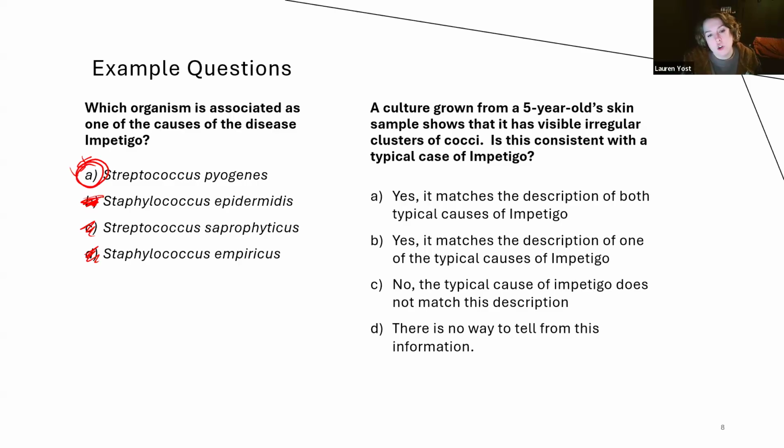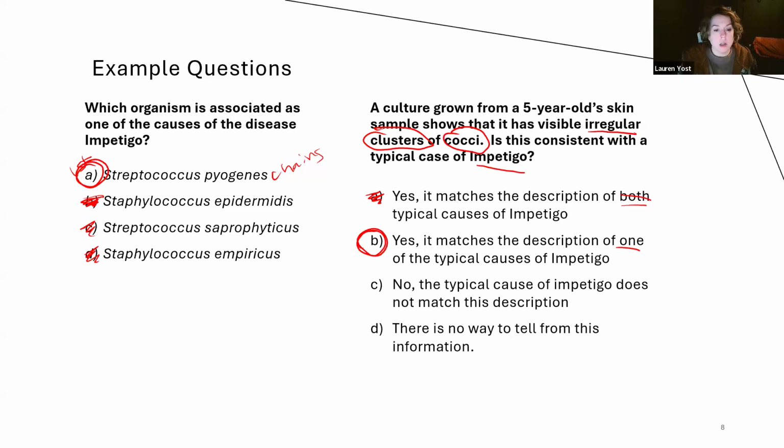Next question. A culture grown from a 5-year-old's skin sample shows visible irregular clusters of cocci. Is this consistent with a typical case of impetigo? Remember, impetigo can be caused by Staph aureus or Strep pyogenes. Irregular clusters does align with staph, right? So, yes, it matches the description of both typical causes of impetigo. No, it matches only the staph because strep is chains. So it's not this one, it's not both. Yes, it matches the description of one of the typical causes, probably this one.